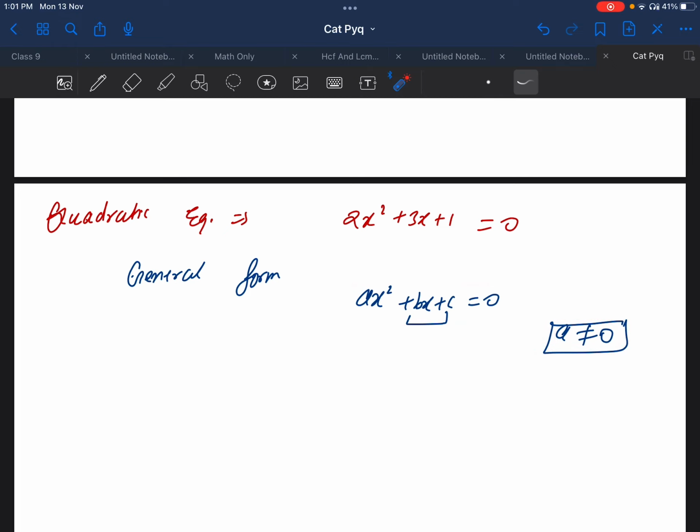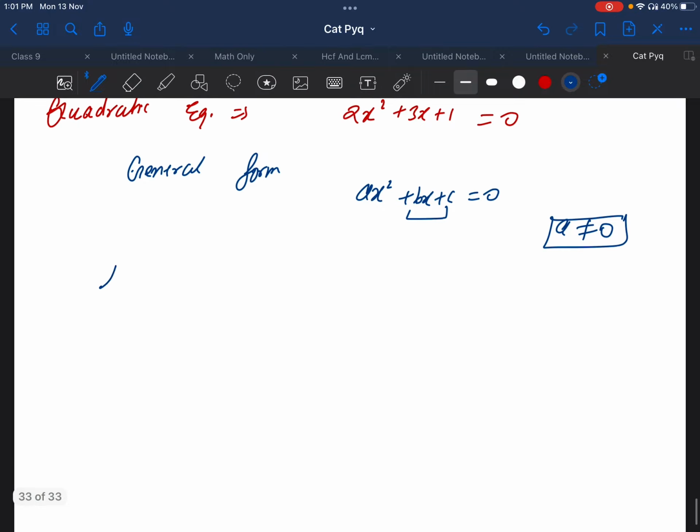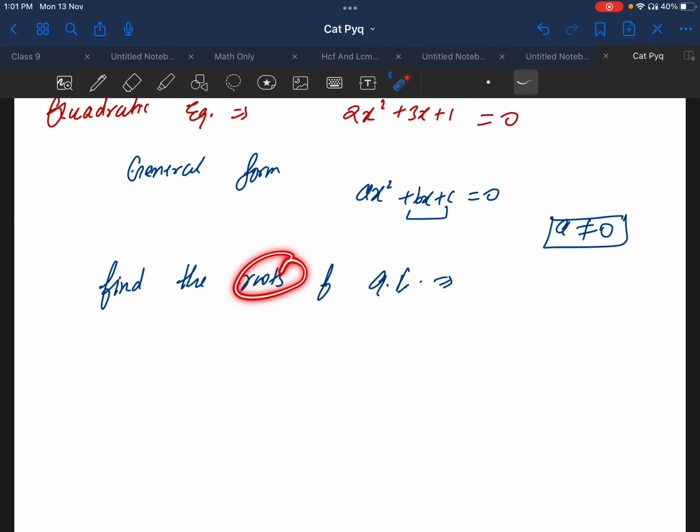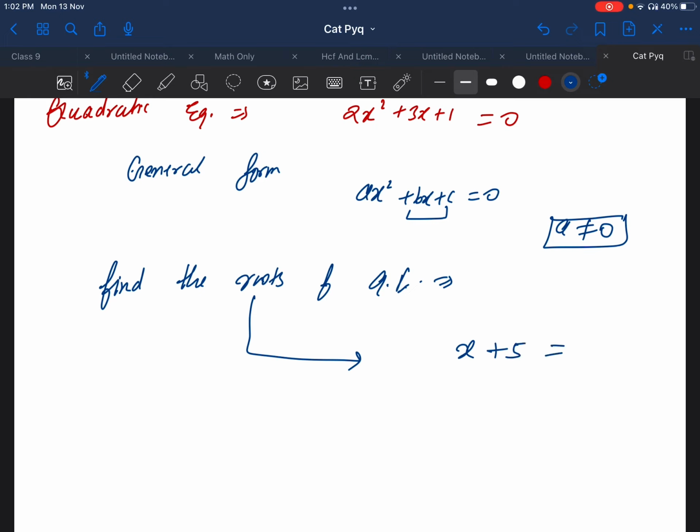Now we talk about how to find the roots of quadratic equations. So what are roots? The roots of any equation are the values of the variable that satisfy the equation. What I mean by satisfy is, let's take an example. This is our equation.